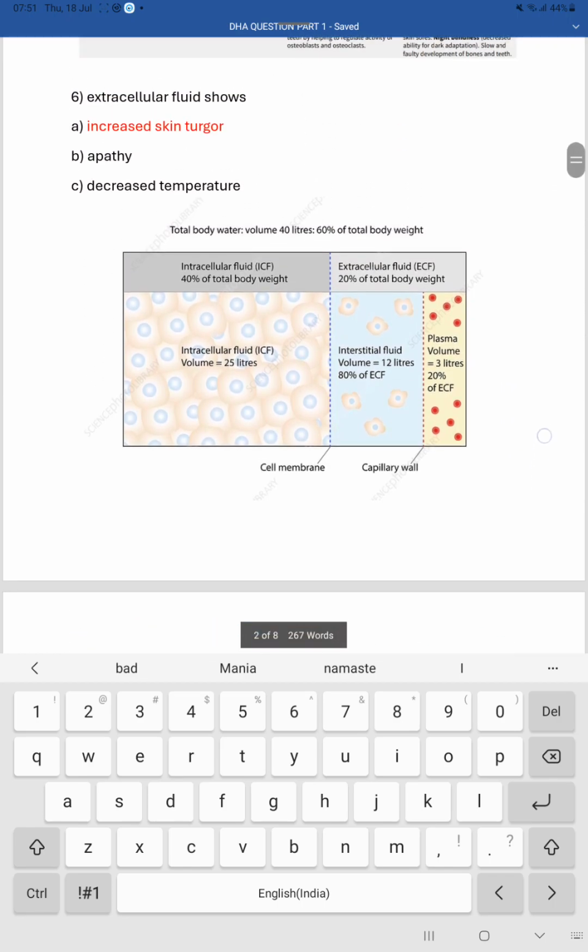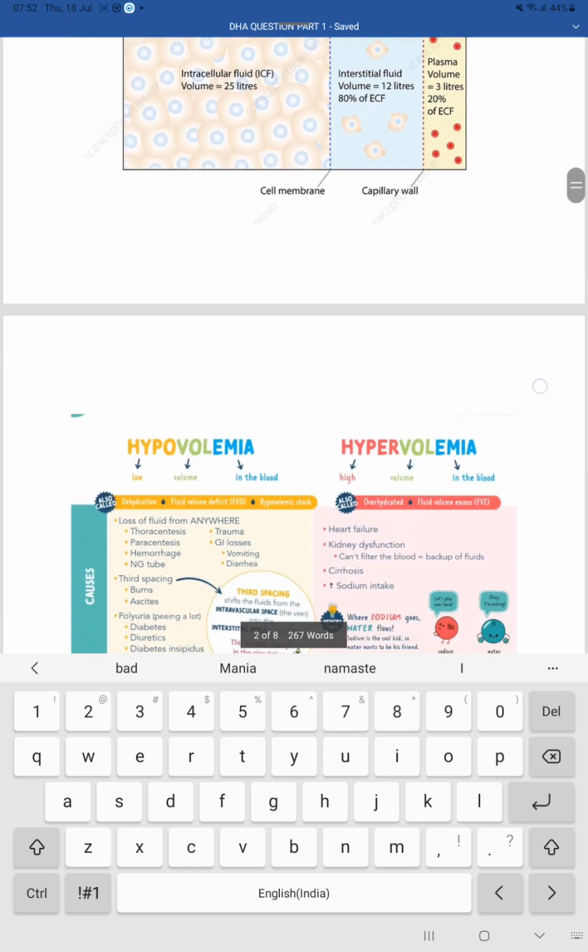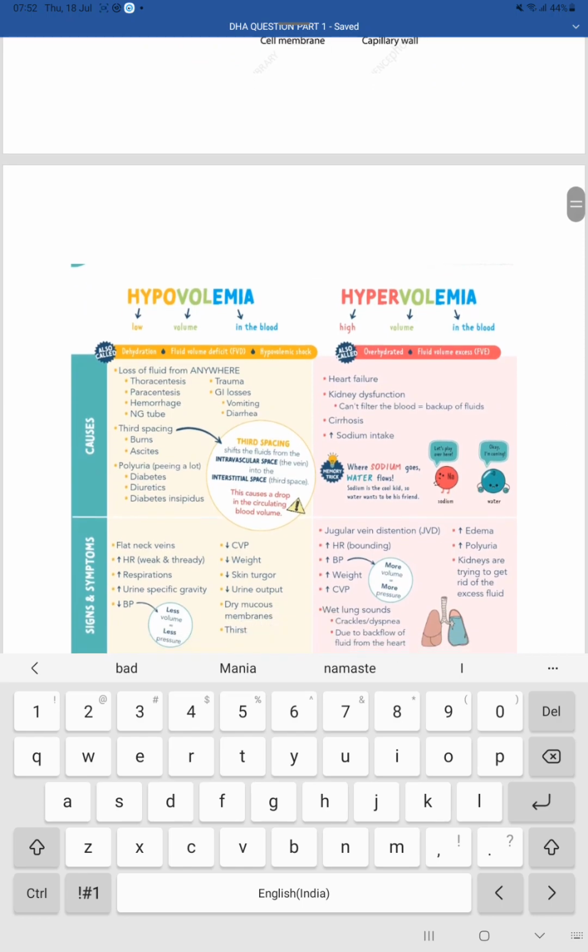In this question, for extracellular fluid, they have given options like increased skin turgor, apathy, decreased temperature. Increased extracellular fluid means the hypervolemia case. In hypervolemia, a high volume of blood will be there. There is too much blood in the blood vessel.